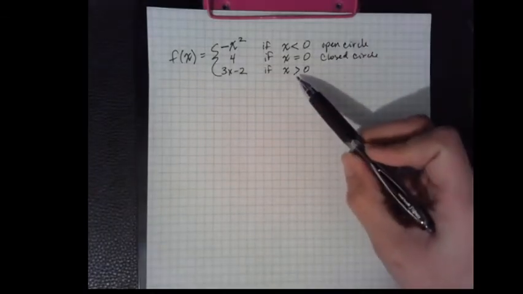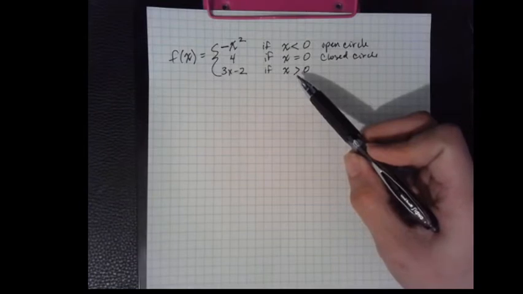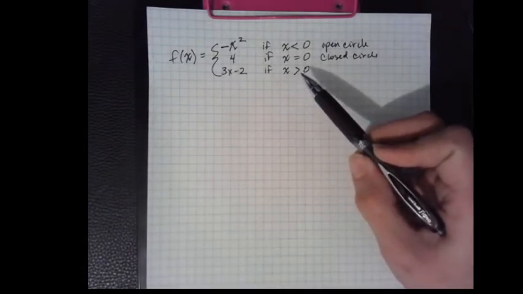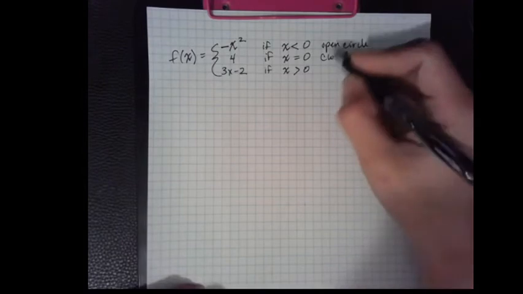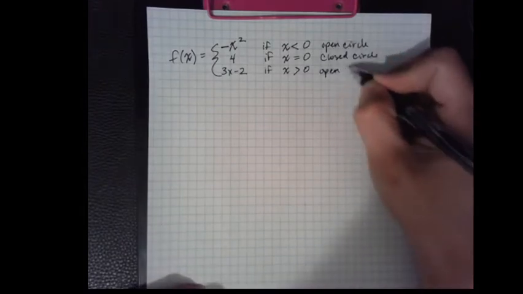And finally, with our third equation, we're looking at all of our positive values. So 1, 2, 3, and so on. But we do still want to evaluate at 0 just so we can see what the graph is doing. Okay, and again, this will also be an open circle.